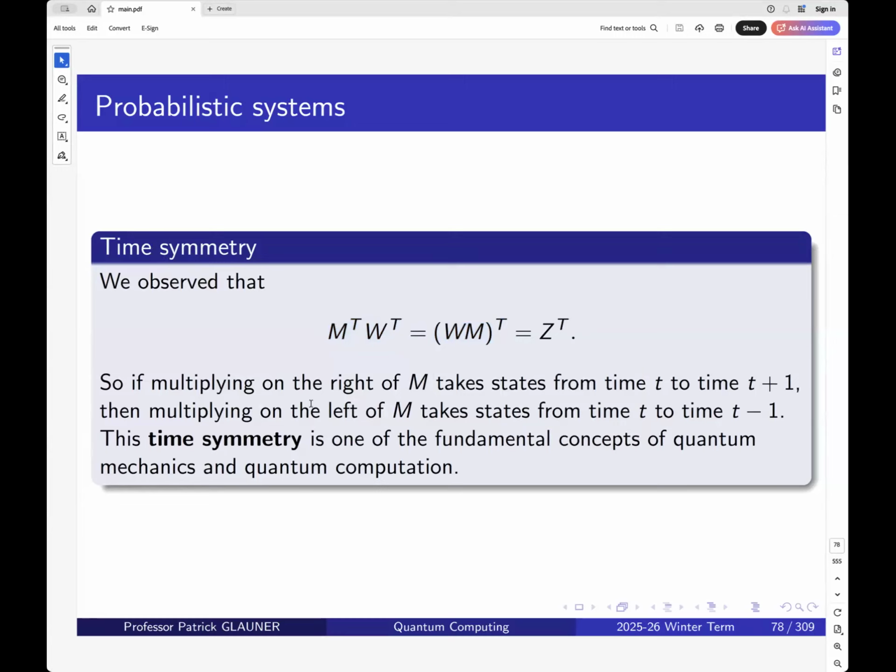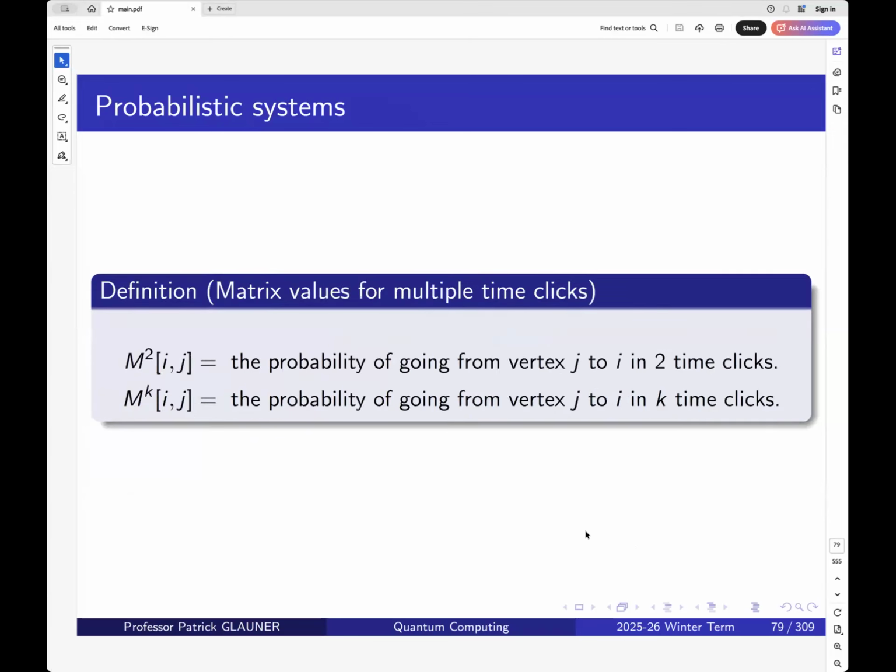And with this one we can show that there's a time symmetry, and the consequence is if we multiply on the right of M, this takes the state from time t to t plus 1, and multiplying on the left of M takes the states from t to t minus 1. And this time symmetry is something super important we will need all the time in quantum mechanics and quantum computation, but we will then work with complex numbers. Here we've just motivated it with our probabilistic systems.